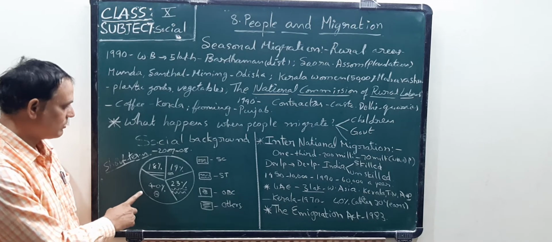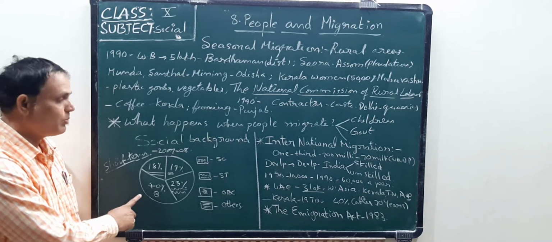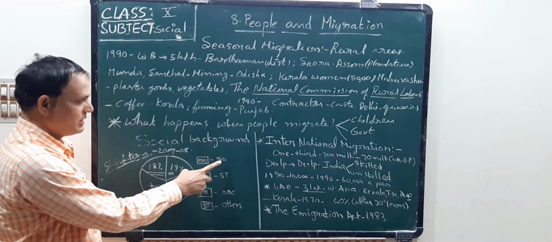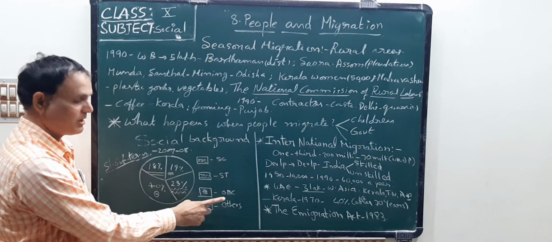Okay, children, so next one here, social background of short term migration in 2007-8. I have already drawn one pie chart here. So how many categories of people are migrating? Here I wrote SC, ST, OBC and others.